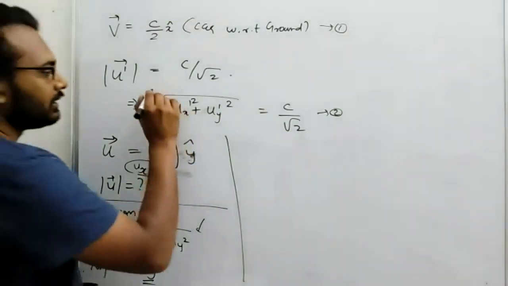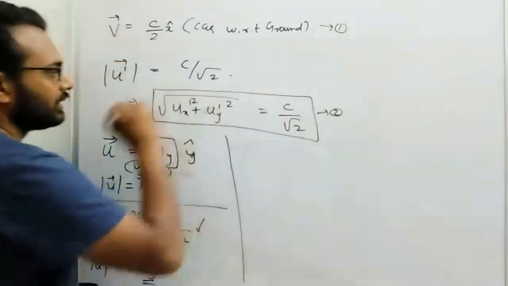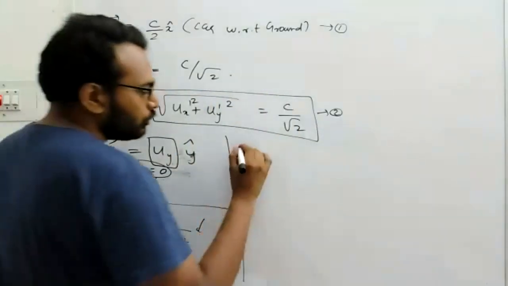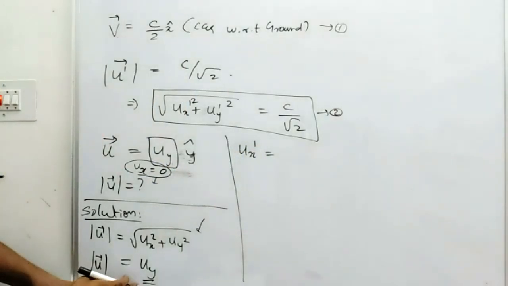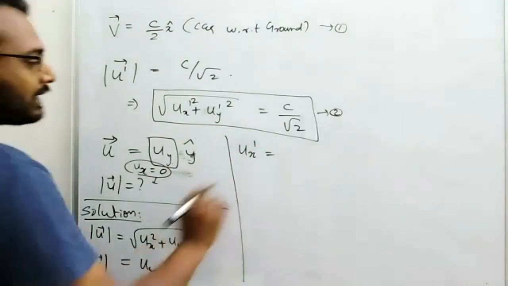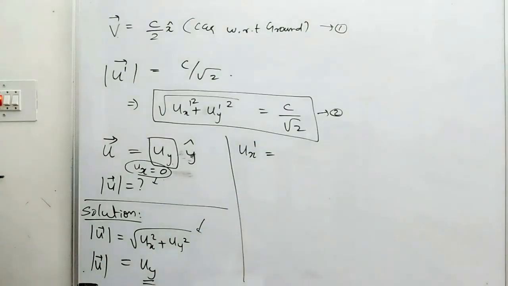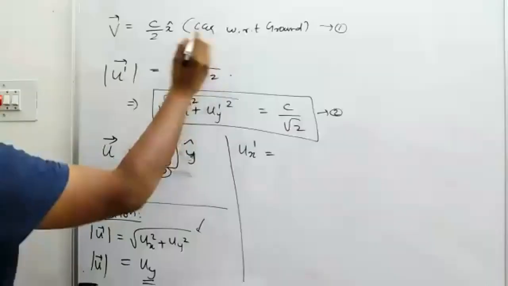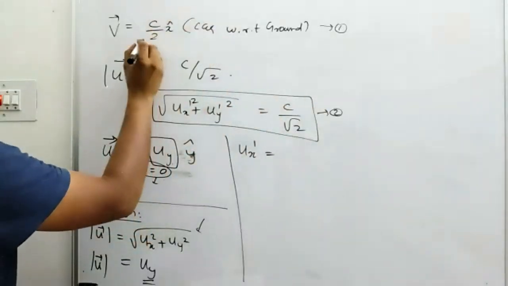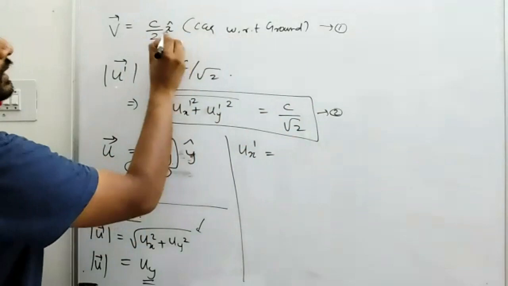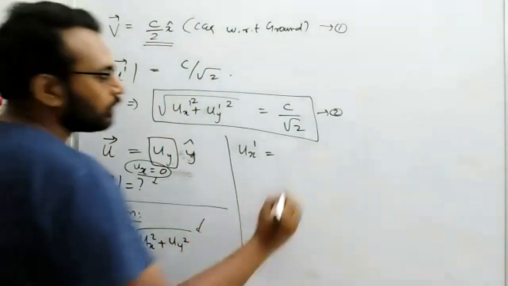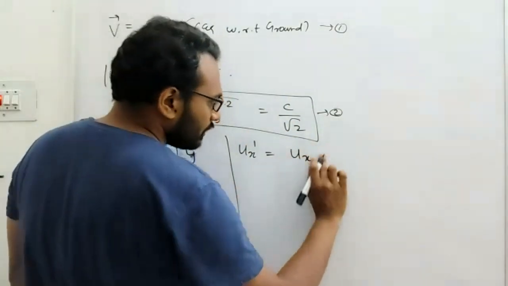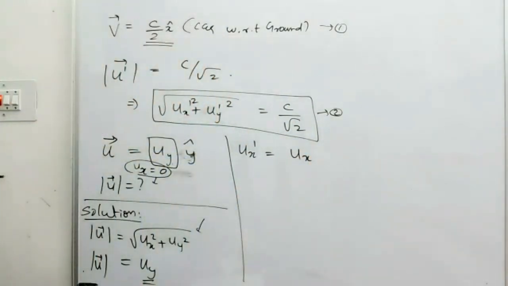So we are using this equation. We'll make use of this equation. So let's find ux prime. What's ux prime? We'll write the correct equation, so that then we'll substitute. The car is moving with respect to ground along the plus x direction. So it's c by 2 x cap, right? So ux prime would be ux, right? Ux is minus or plus?